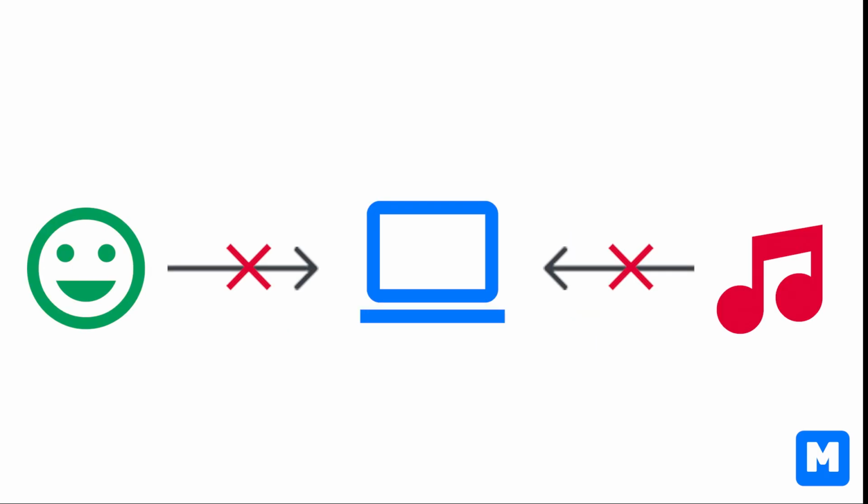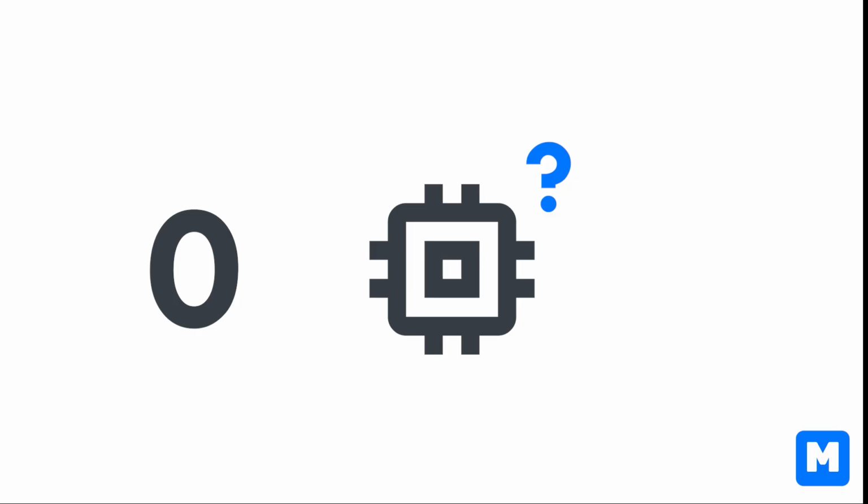Everything you are doing right now, watching this video or listening to my voice, exists because of just two numbers, 0 and 1. Your computer doesn't see faces or hear music, it sees endless invisible streams of zeros and ones. But how can just two digits run the entire digital world?